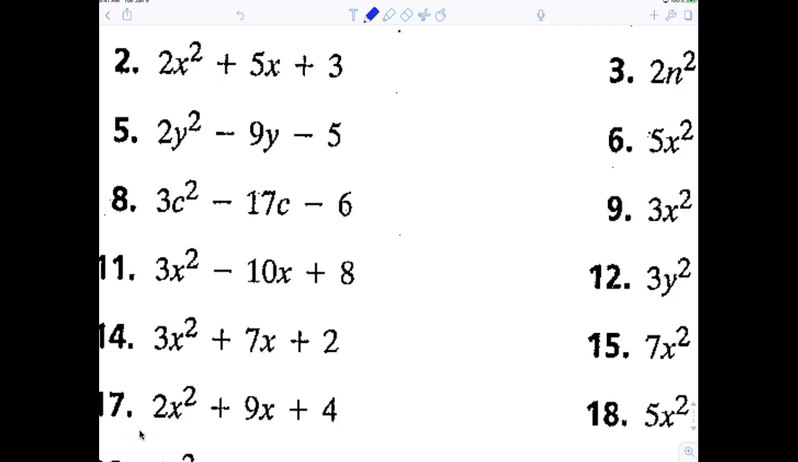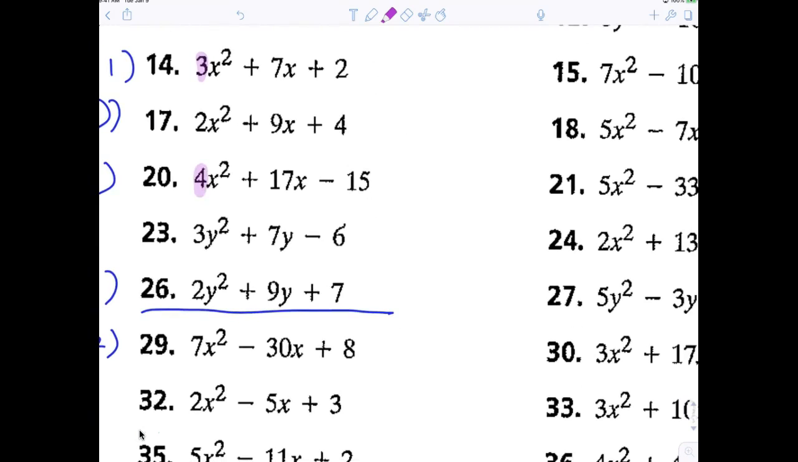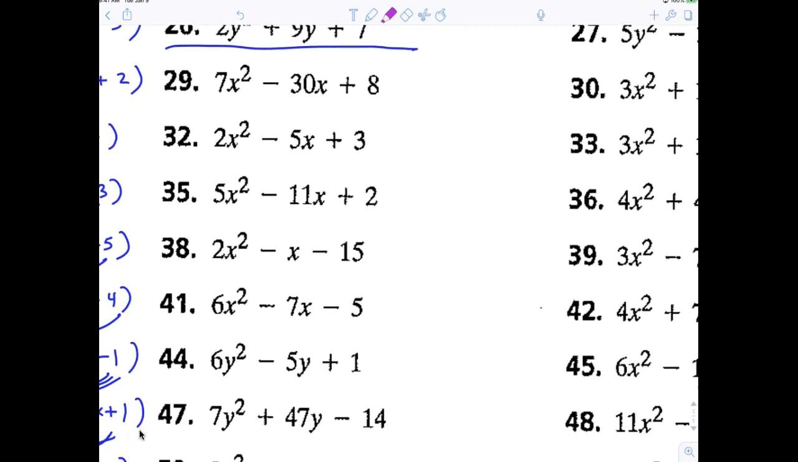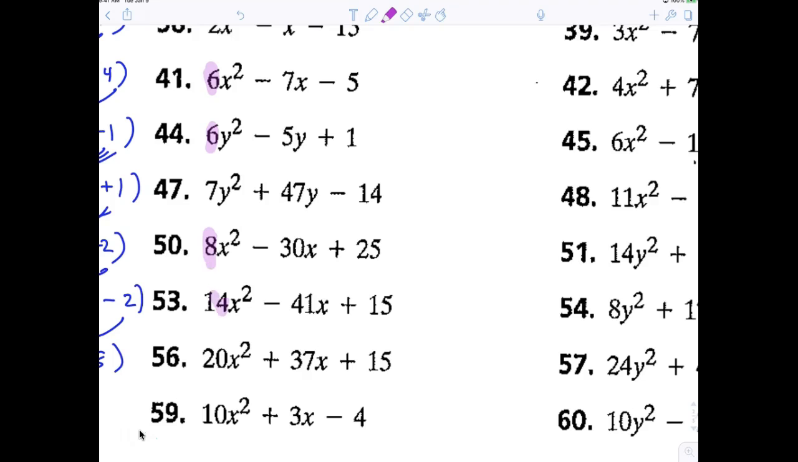I already talked to you yesterday about the fact that these are harder than what we did yesterday. The reason they're harder is because the leading coefficient is not a 1, which means there are options. As I work down the page, 4 is considered a hard problem. 6 is considered hard. 8, 14, 20, those are all considered hard.